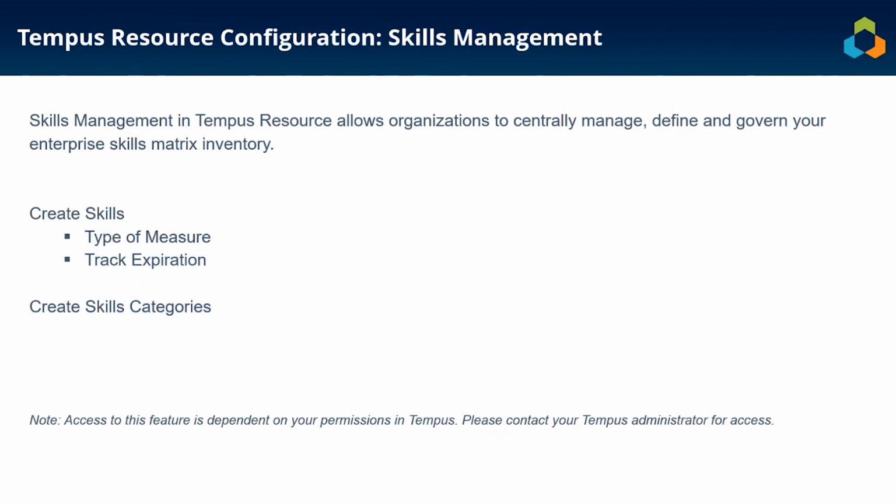Skills management overall really ensures that the organization's workforce is appropriately matched with tasks and projects. And this obviously leads to greater project efficiency, cost savings, risk mitigation, and competitive advantages. So it's a fundamental component of not only effective resource management and allocation, but also project management. In this video today, we're going to go over how to set up, from an admin perspective, how to create skills and skill categories. So with that in mind, let's jump over to Tempus and dive in.